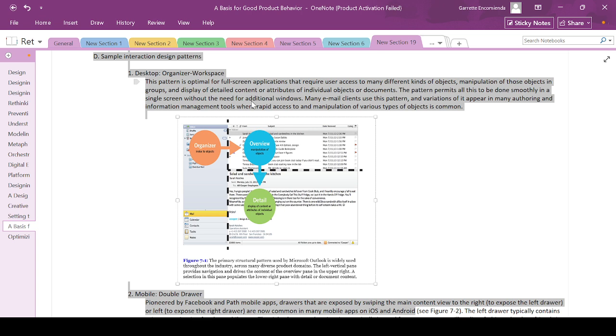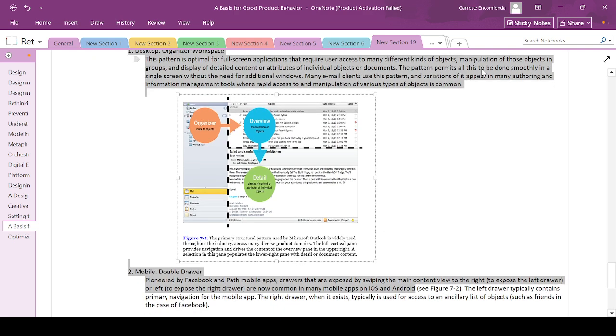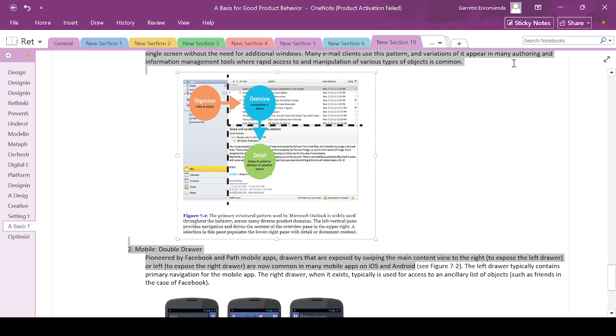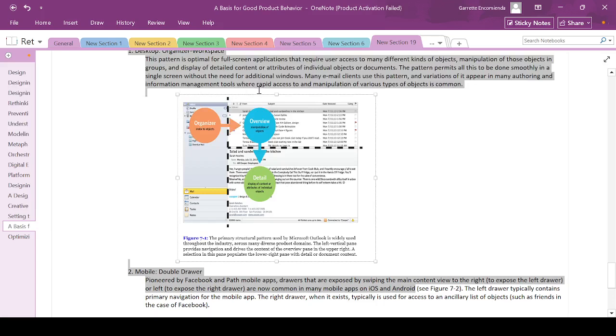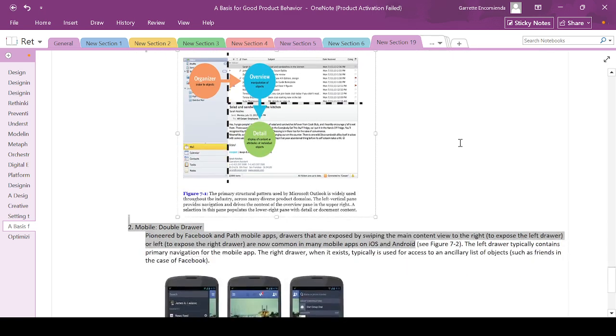So we have seen this for Outlook in the previous video. It's a full screen that requires user access to many different kinds of objects, manipulation of those objects in groups, and display of detailed content or attributes of individual objects or documents. This pattern permits all this to be done smoothly in a single screen without the need for additional windows. Many email clients use this pattern, and variations of it appear in many authoring and information management tools where rapid access to and manipulation of various types of objects is common.